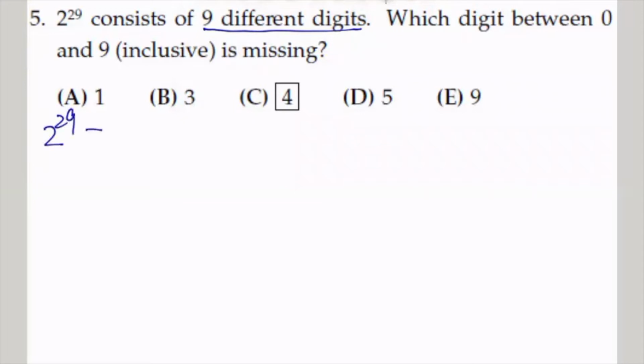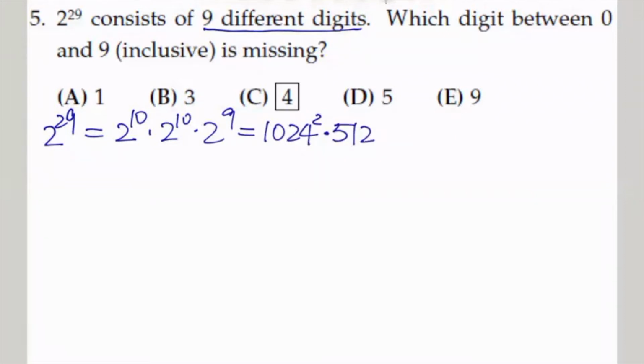You probably noticed that it equals 2 to the 10 times 2 to the 10 times 2 to the 9, which is 1024 squared times 512. If you're comfortable with the multiplications of large numbers, after a few minutes, if you're careful, you will find the right answer, which is 4. 4 is the missing digit.